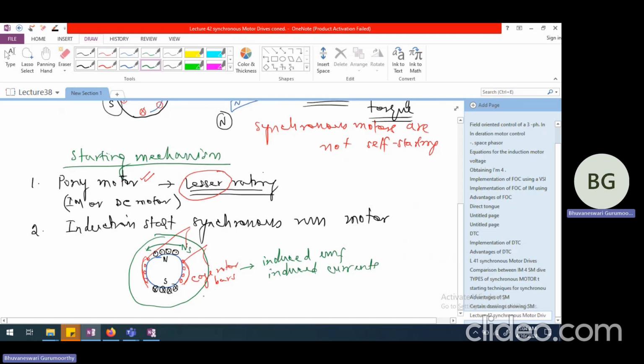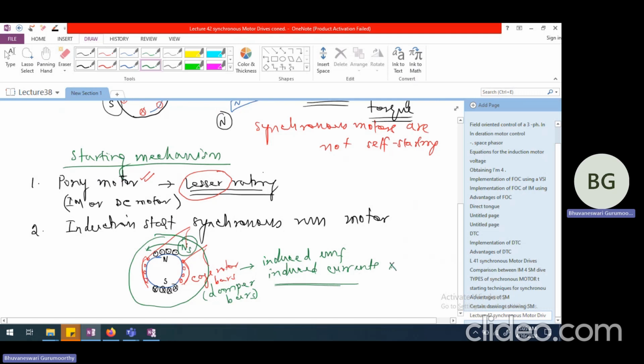are not called cage rotor bar, these are known as damper bar. We are not calling this a starting bar, we are calling this as damper bars. I will tell you the reason why it is called damper a little later. But this damper bar is going to have induced currents. These induced currents are going to interact with the revolving magnetic field, which is rotating at synchronous speed. So this is going to create a torque.